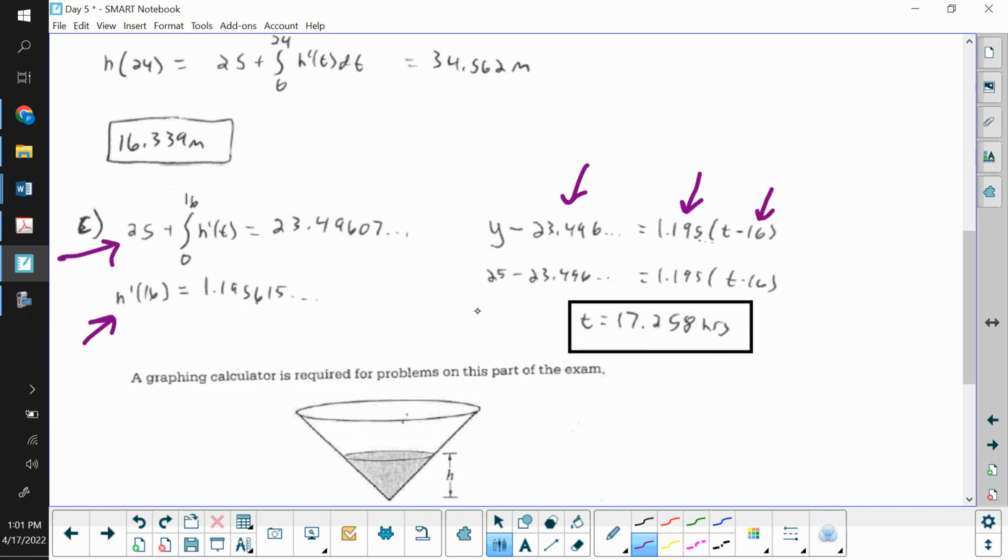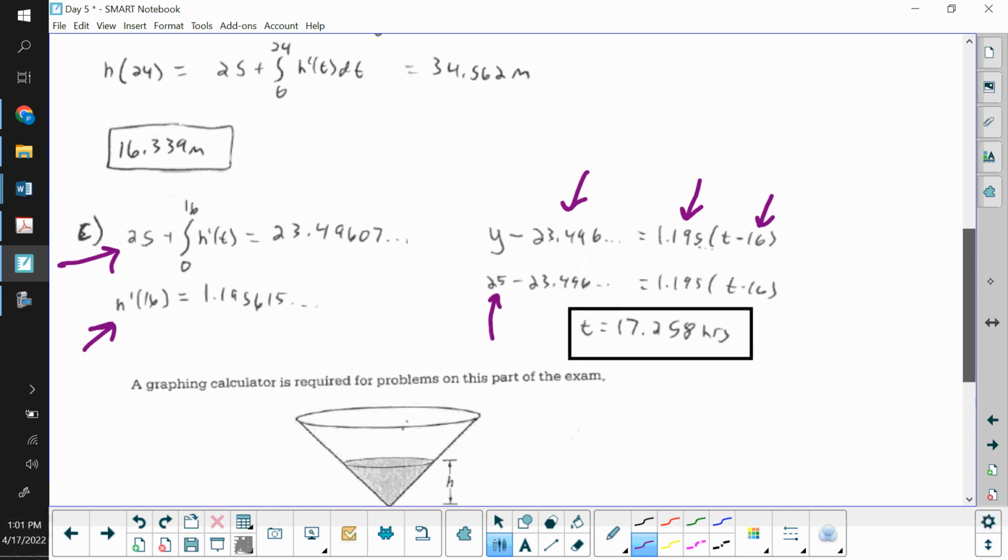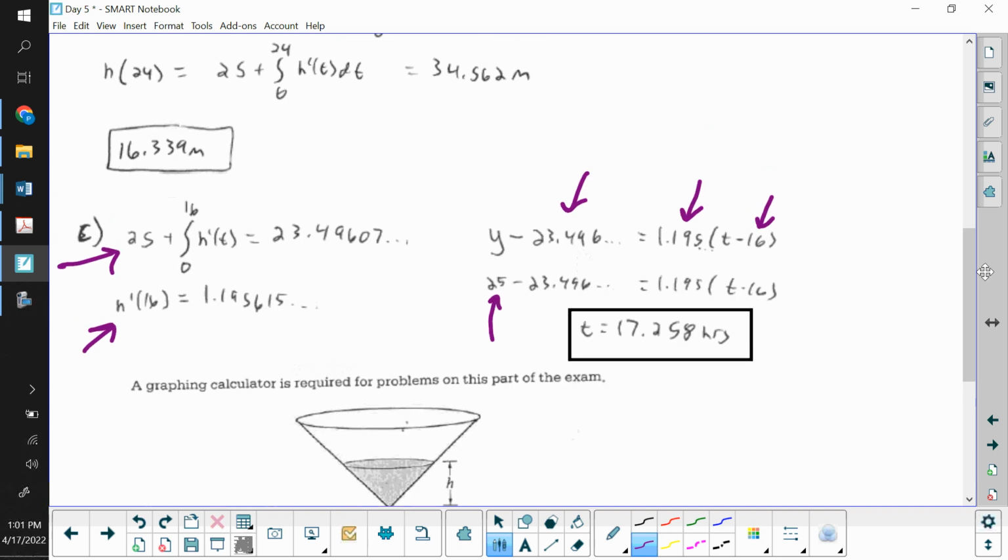Well, we wanted to know when y was 25. And I'm treating y as the height here, so you might have had it as h's instead of y's in yours. And then get t by itself, and we get that 17.258 hours.